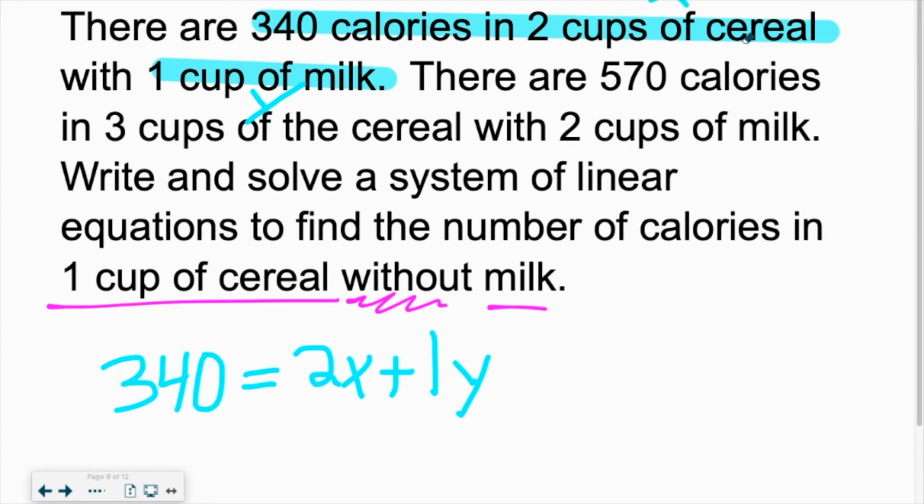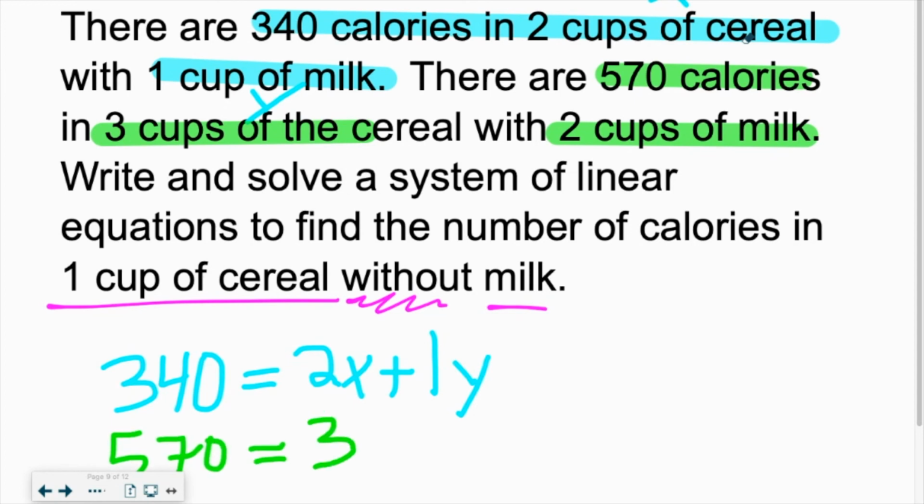Then the next one, we have 570 calories in 3 cups of cereal and 2 cups of milk. So I'm going to write that one out again just as I saw it, keeping things lined up nicely. 570 total calories if there are 3 cups of cereal, so that's 3x, plus 2 cups of milk, that's 2y. We have now successfully written a system of equations. Now up next is to solve it.